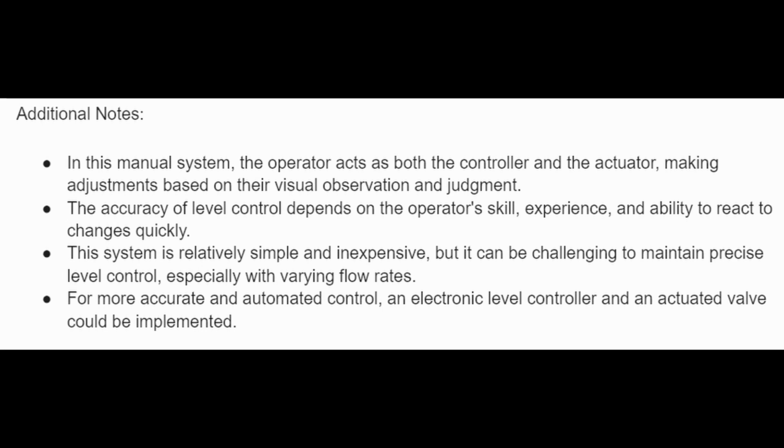Additional notes. In this manual system, the operator acts as both the controller and the actuator, making adjustments based on their visual observation and judgment. The accuracy of level control depends on the operator's skill, experience, and ability to react to changes quickly. This system is relatively simple and inexpensive, but it can be challenging to maintain precise level control, especially with varying flow rates. For more accurate and automated control, an electronic level controller and an actuated valve could be implemented.